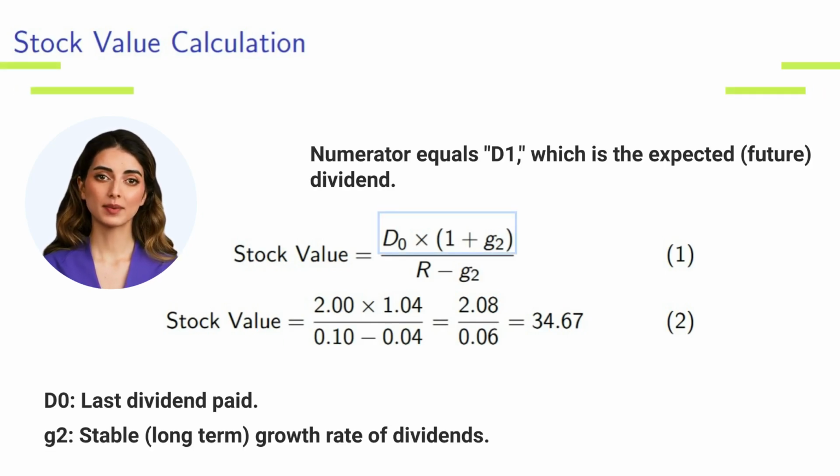Since we are not given the expected dividend, we instead estimate it ourselves by multiplying the last dividend paid, which is D0, by 1 plus the long-term growth rate, which is 4%. Substituting the numbers, the stock value equals $2 multiplied by 1.04, and then divided by 0.10 minus 0.04. That's $2.08 divided by 0.06, which equals $34.67.